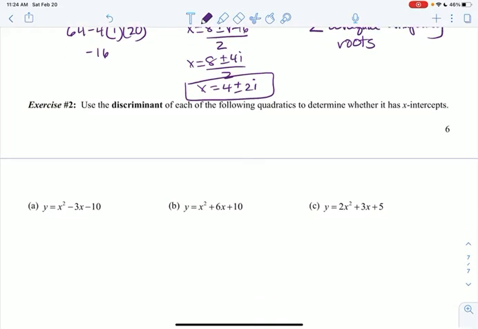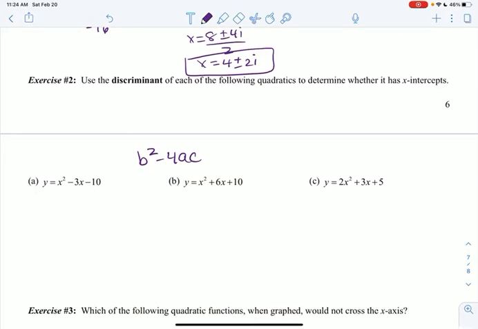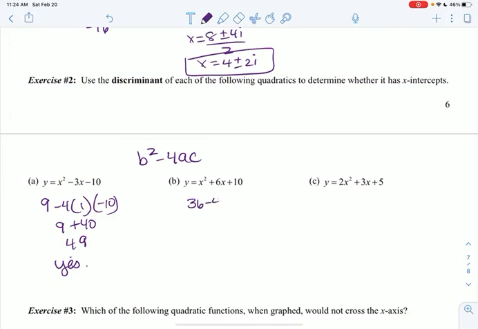All right. So I want to use the discriminant in each of the following quadratics to determine whether it has an x-intercept or not. All right, so I'm just doing the b squared minus 4ac. The problem's got onto the next page. Sorry about that. So b squared, negative 3 squared is 9 minus 4 times a times c. So that's 9 plus 40 is 49. Does it have x-intercepts? Absolutely. Okay, because it actually has roots. B squared, 6 squared is 36 minus 4 times a times c. Well, 36 minus 40 is negative 4, so those are imaginary roots, so they do not have an x-intercept. So anything that has imaginary roots will not have an x-intercept.